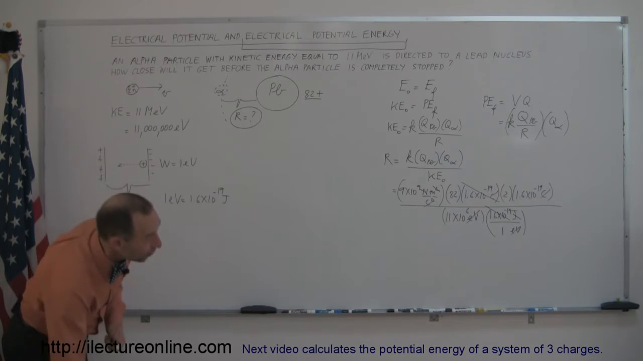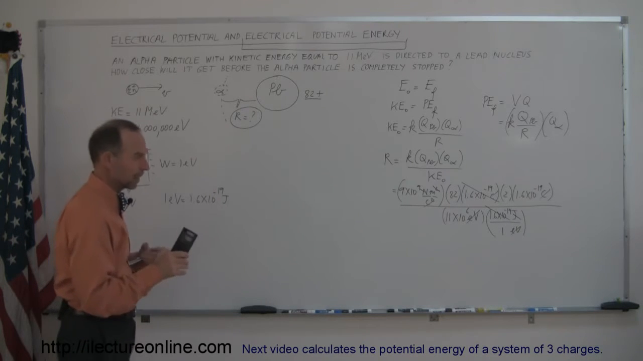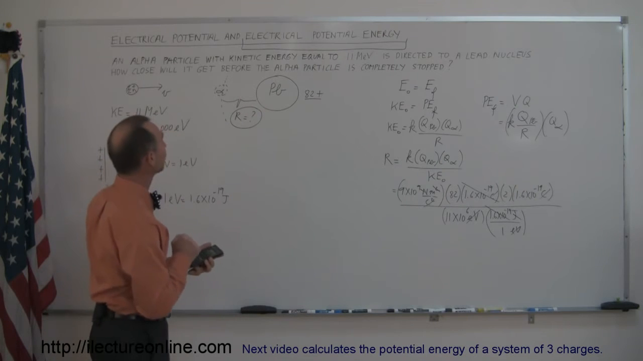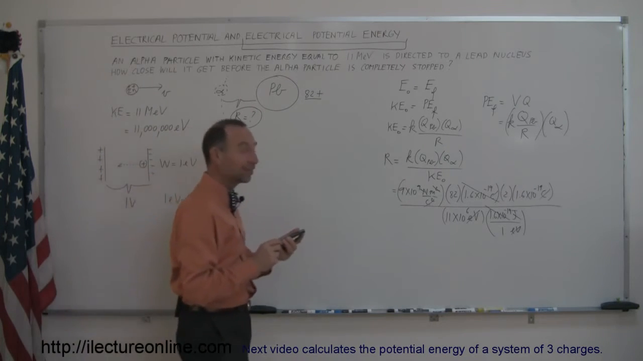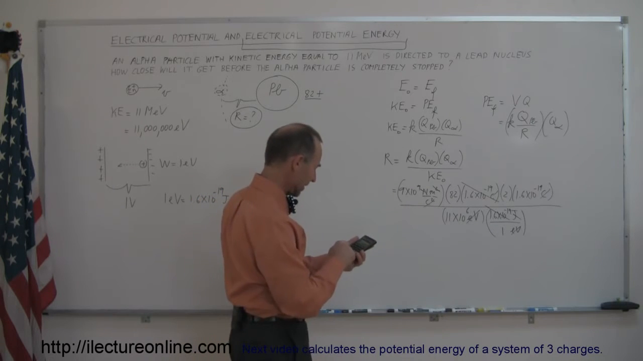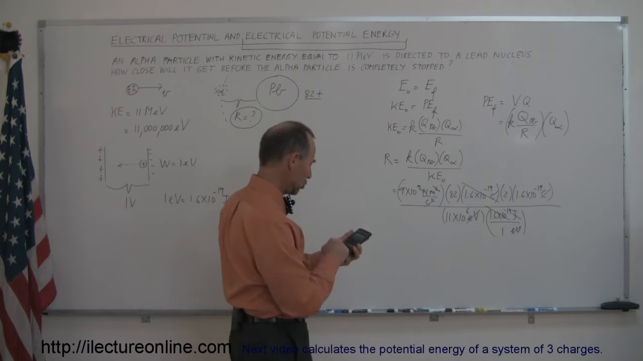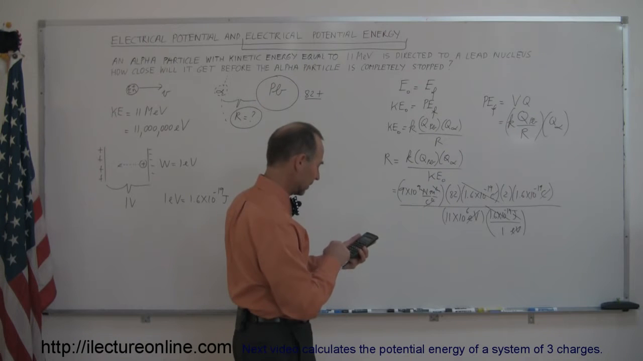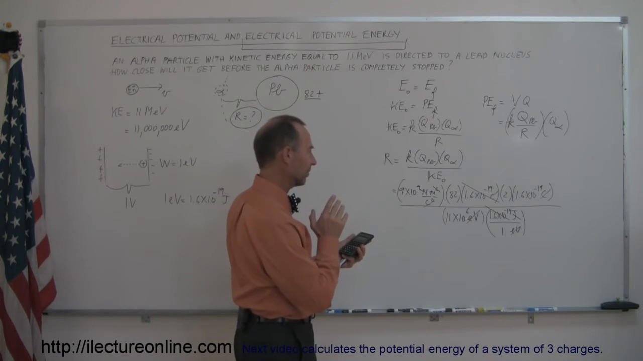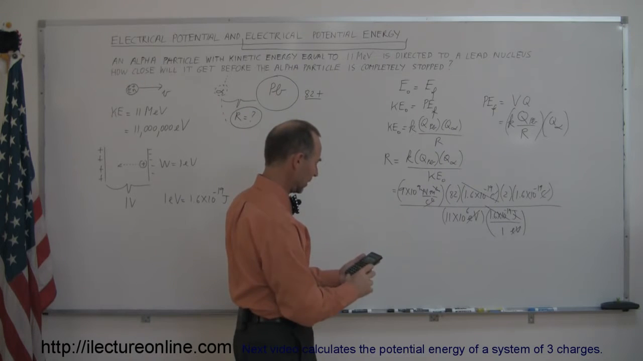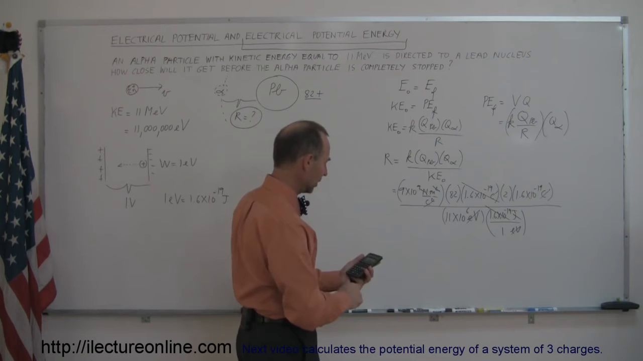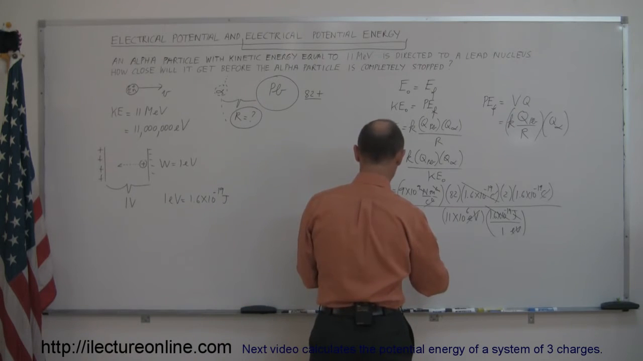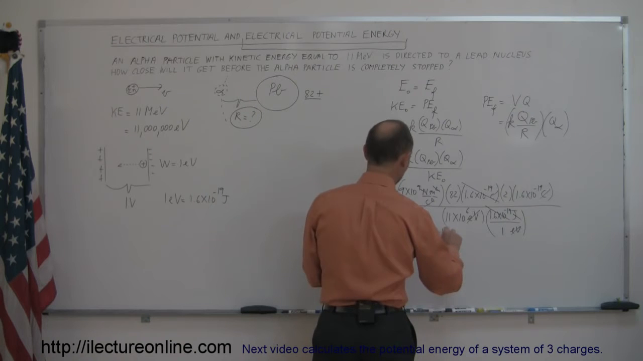So now we need a calculator to figure out what that number is. Wonder how close they get. That's the excitement of doing physics. You get to wonder about these things and actually figure out what they are. So let's see: 9e9 times 82 times 2 times 1.6e-19, divided by 11 million. And then that's it, because I have everything else. All right, and what do I get? Ooh, that's pretty close: 2.15 times 10 to the minus 14 meters.